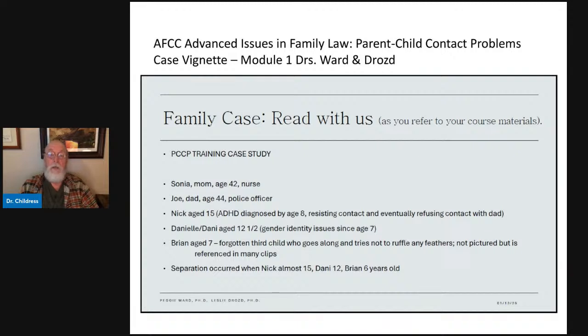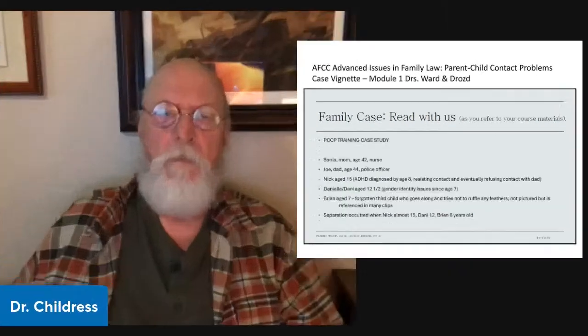Then we have Brian, age 7, the third child. He's the forgotten third child who goes along and tries not to ruffle any feathers, not pictured in the various reenactments they did of the case vignette. So he wasn't pictured in the reenactments, but is referenced in many of the clips. Separation occurred when Nick was almost 15, Danny was 12, and Brian was 6 years old.